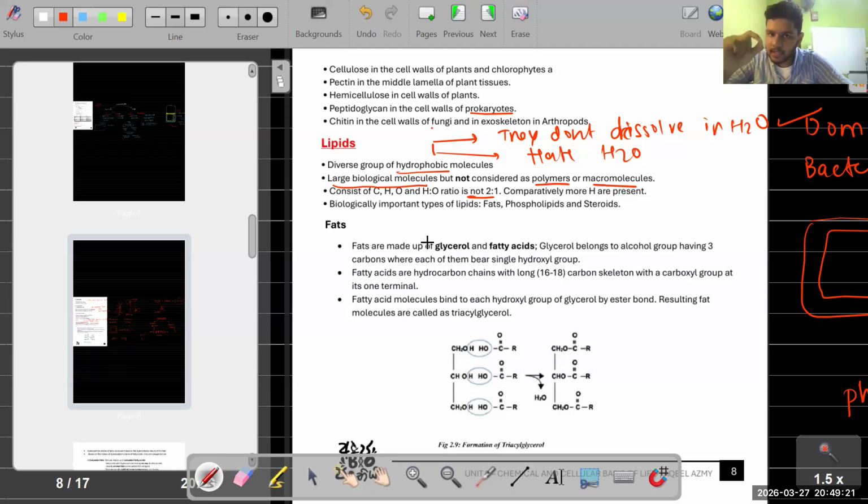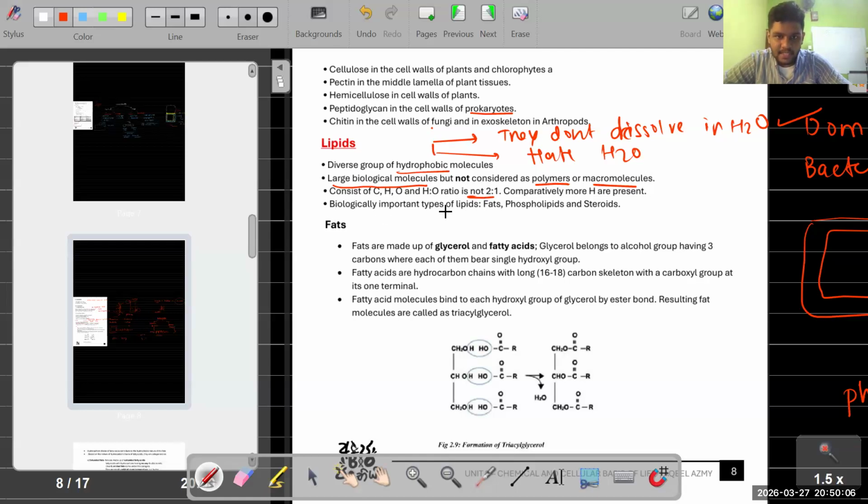But lipids do not have that. You should pay more attention to words like not, major, large, comparatively, because MCQs won't be given directly. They'll be completely jumbled. They want to check the students' utmost knowledge of that section, so they'll jumble the words, but you should have the idea. First they said that they are large molecules, not polymers or macromolecules, and here they don't have a 2 to 1 ratio of H to O. Comparatively more hydrogens are present, more than 2.